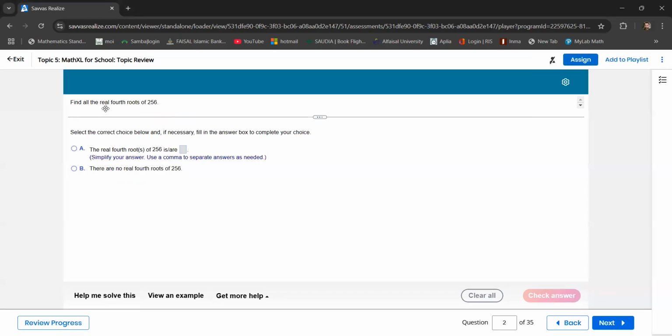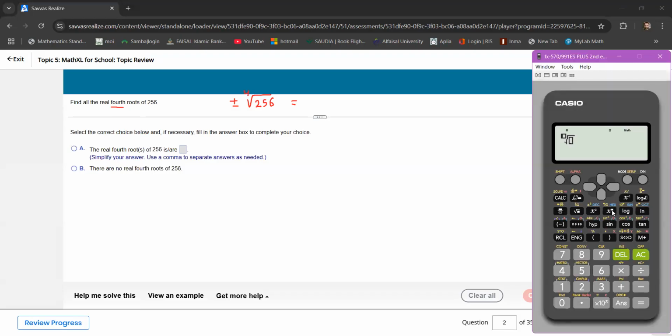Find all real fourth roots of 256. Since the index is even, we have to say positive or negative the fourth root of 256. Using a calculator, we can find the fourth root of 256. So the answer should be positive or negative 4.